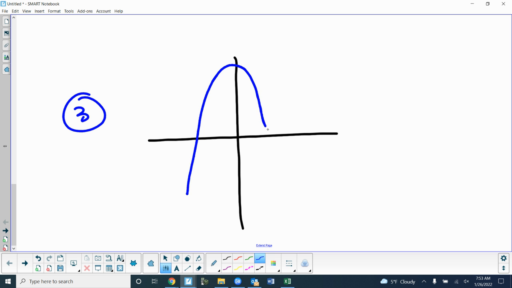Comes up. Looks like that. So my zeros are here and here. Now this was an x to the third. So how many zeros am I expecting? 3, right? And I only see 2.